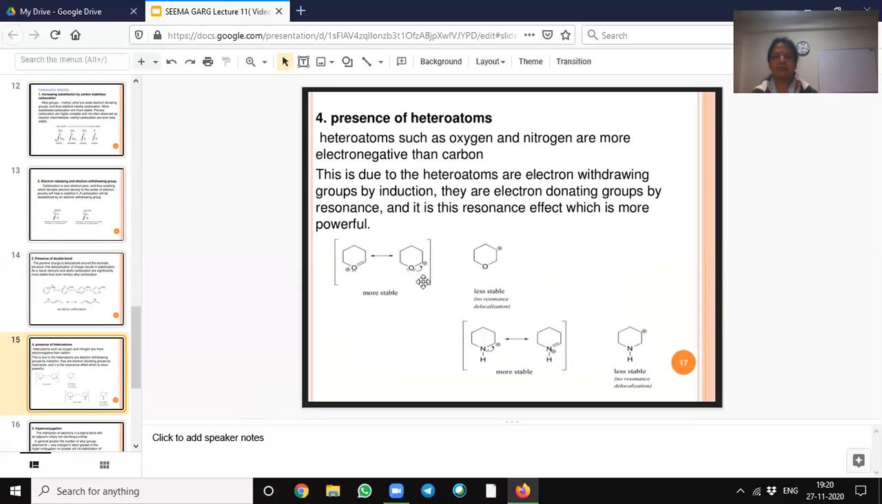Presence of a heteroatom also helps in the stability of a carbocation. Heteroatoms such as oxygen and nitrogen are more electronegative than carbon, so they are electron withdrawing groups by induction. They are electron donating groups by resonance, and it is this resonance effect which is more powerful. See here, this secondary is more stable compared to tertiary.